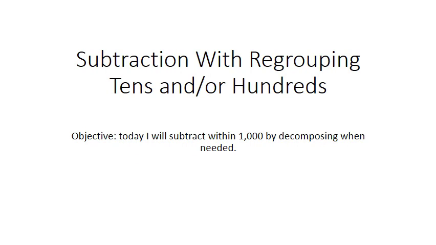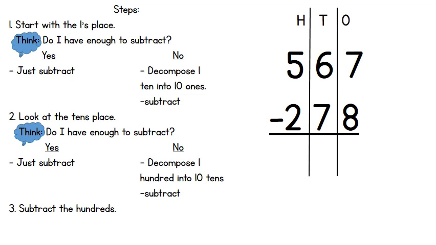Subtraction with regrouping tens and or hundreds. The objective is, today I will subtract within 1,000 by decomposing when needed. Okay, we're going to subtract. We have 567. We're going to subtract 278.